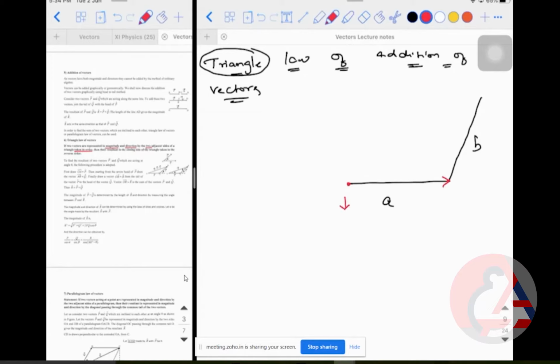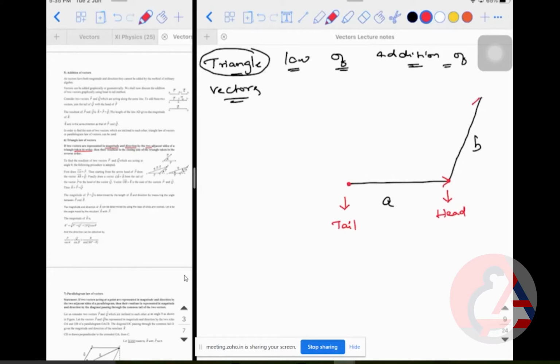It is called the tail, and this is called the head. If this is the starting point and this is the ending point, and the ending point of the first vector behaves like the starting point of the second vector, then both vectors are said to be in order. I'm repeating it again: if the ending point of the first vector is the starting point of the second vector, then A vector and B vector are said to be in order.